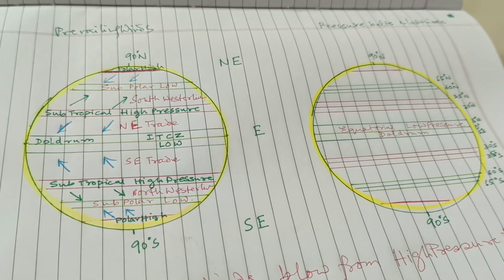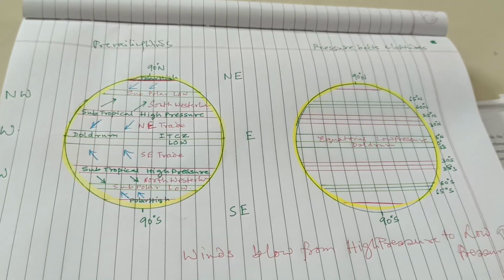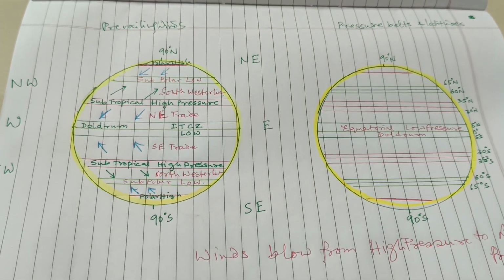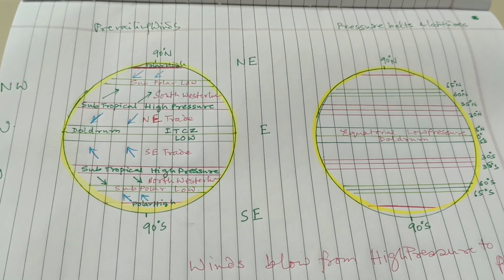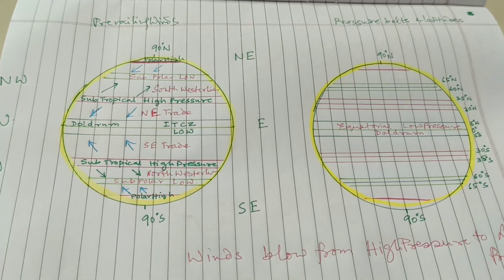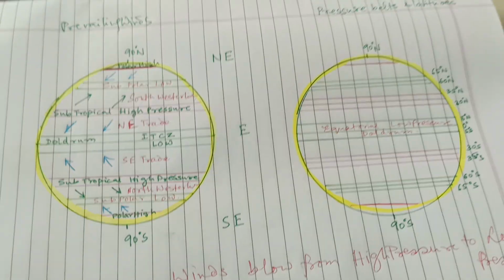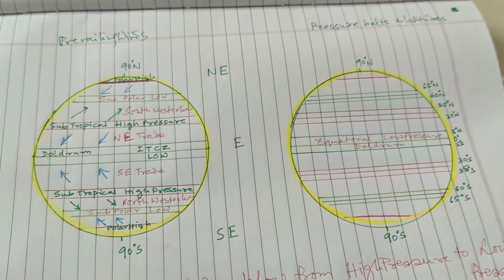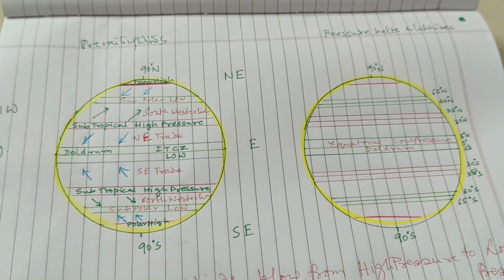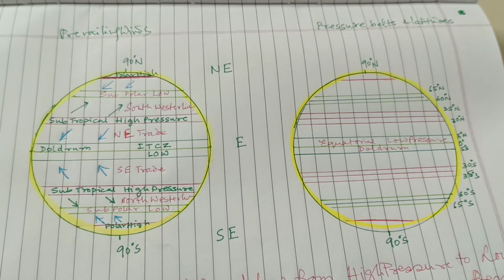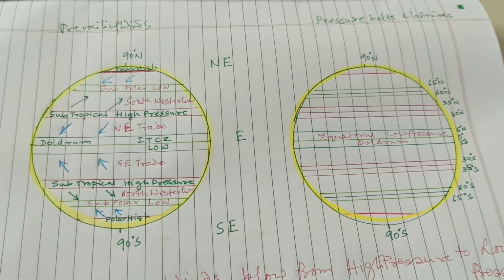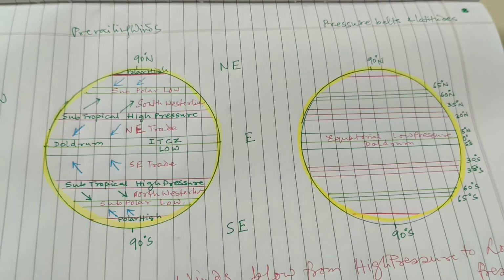I wanted to make sure that, as the exam is very nearby, you draw the prevailing winds and the pressure belt diagram correctly and properly. I have seen it is a common mistake in this diagram that you are not aware that the pressure belt is always drawn according to the latitude. So let's see.